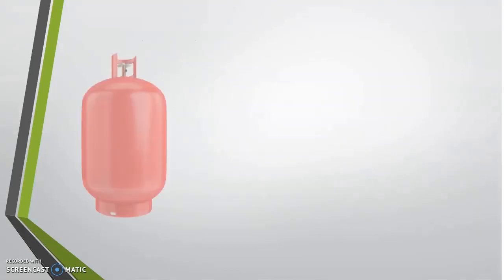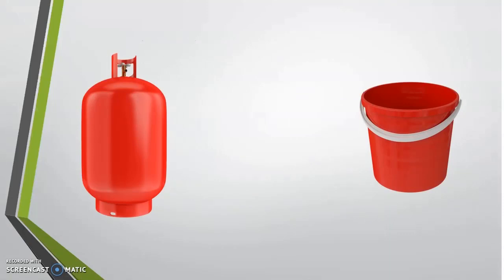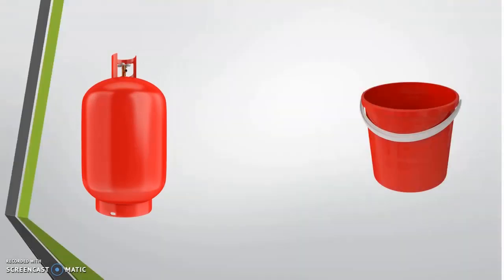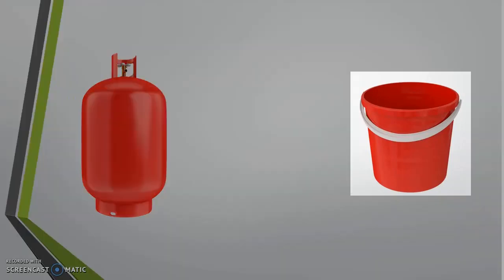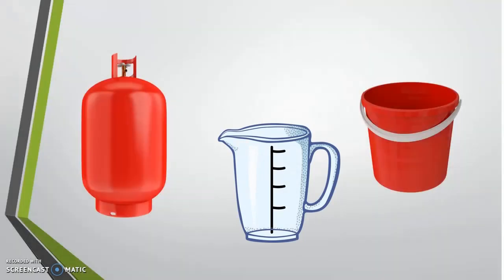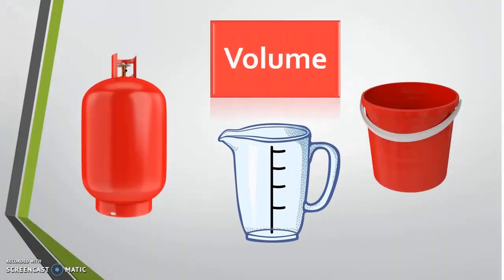The second basic entity is what you see on the screen. There is a cylinder, which is a gas cylinder. The liquid gas comes always in liters. The water filled in the bucket, that is also in liters. The water in a mug, that is also in liters. So what are they measuring? They are measuring volume. So the next basic entity is volume.